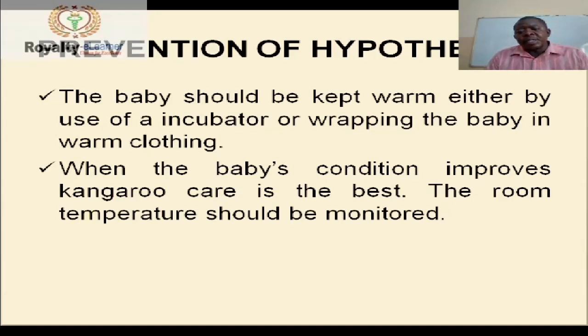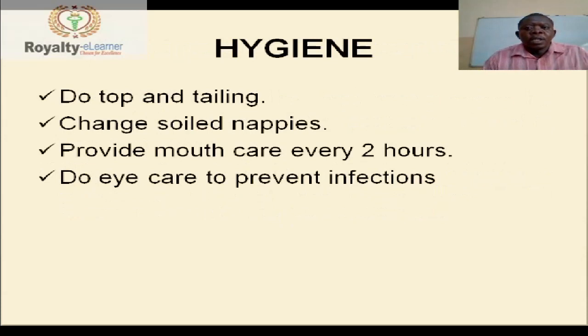That is, the room temperature should be monitored, where you put the baby near the mother or touching more the baby to the mother's skin or abdomen so that the heat that the mother is generating is transferred to the baby. So that's what we call kangaroo care. Okay, kangaroo care, like hugging the baby so that the heat that the mother is producing is transferred to the baby.